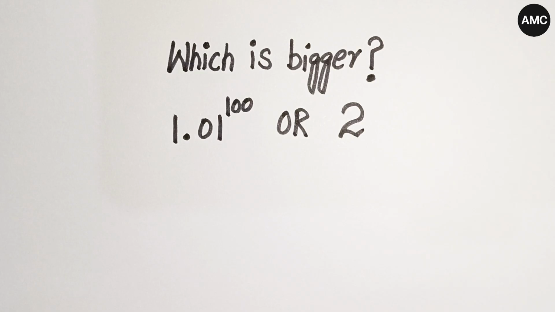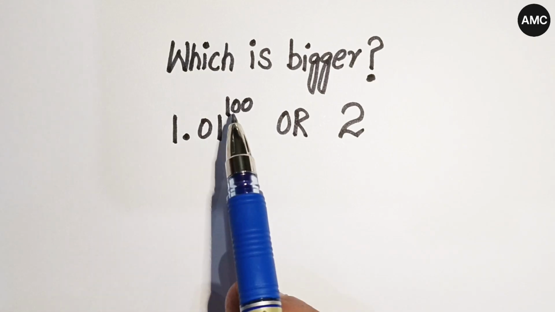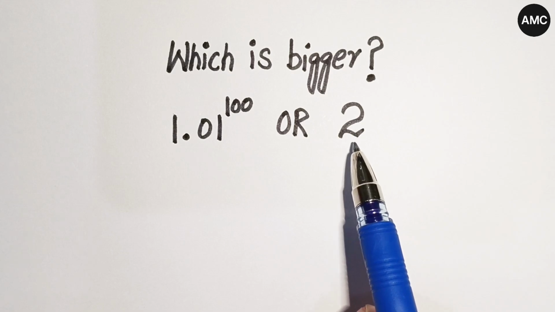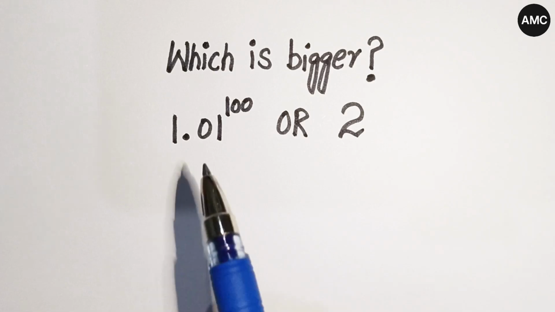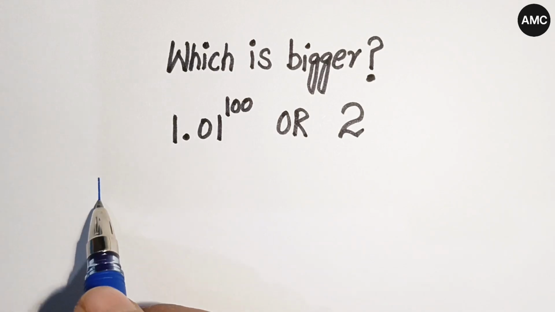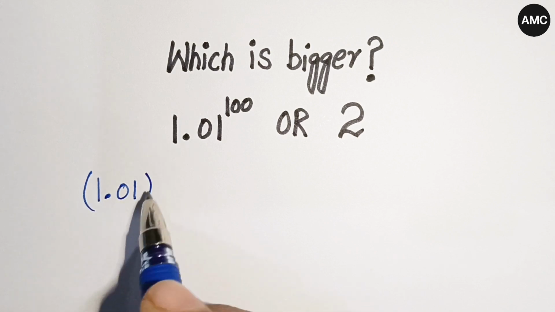So today we have an interesting problem. We have to find out which number is bigger. Our first number is 1.01 to the power 100 and the second number is 2. So which one is bigger? For this purpose we first have to expand the first number, which is 1.01 whole to the power 100.